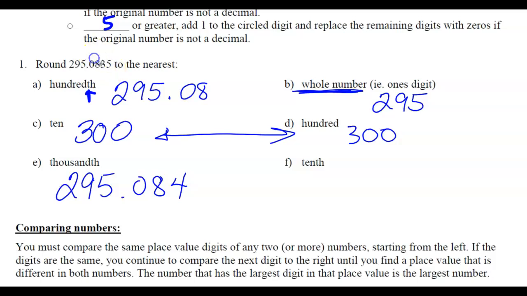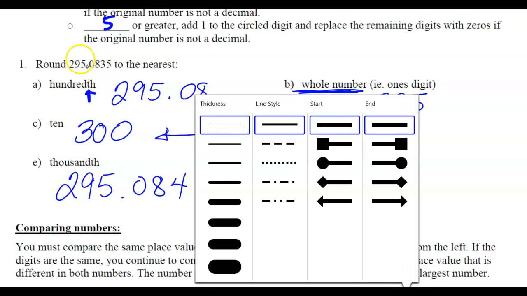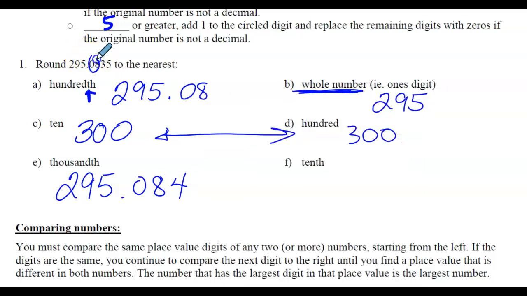And the nearest tenth: is that 0 there? Okay, is that 0? And there's an 8 afterwards. So 295 point... well, the 8 makes the 0 go up by 1.